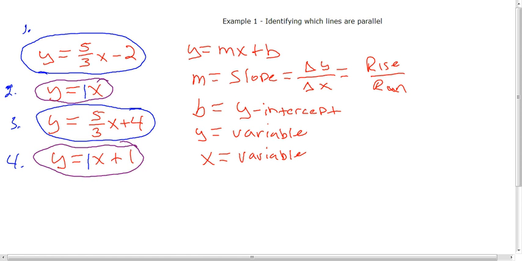But again, these two particular lines, 5 over 3 x minus 2 and 5 over 3 x plus 4, are parallel. We are not at all concerned with the y-intercept. The minus 2 and the plus 4 we are not concerned with at all. That's actually going to keep the lines from touching. We're just determining here from the slope, from the rise over run, whether the lines are parallel. And with these four different problems, we can see which two lines are parallel.